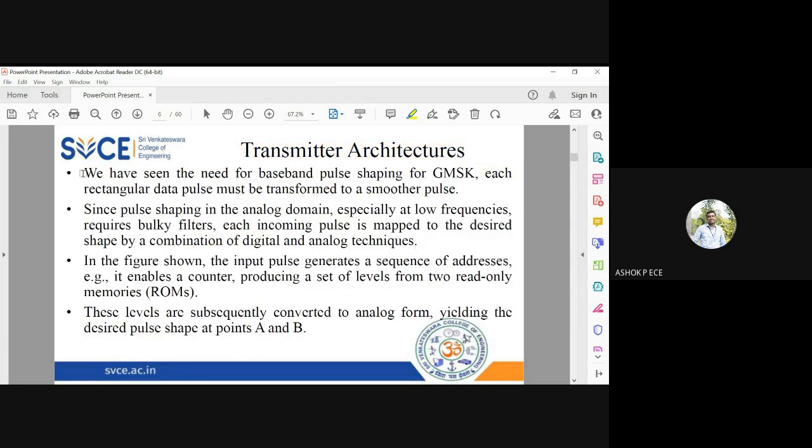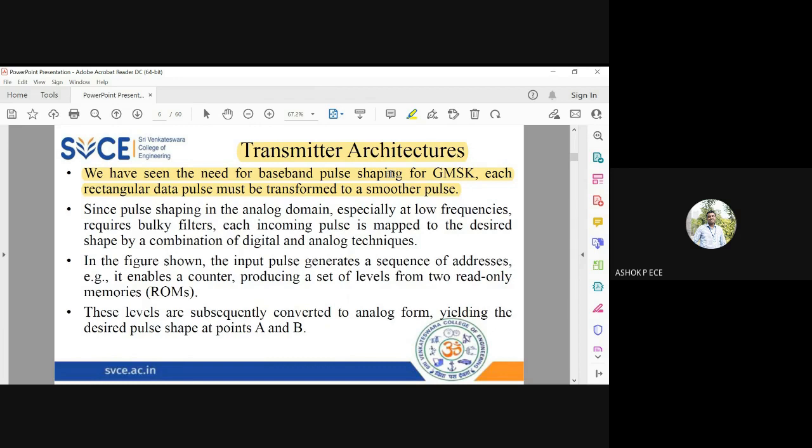So we have seen that for pulse shaping, each rectangular pulse must be transformed into a smooth pulse. You cannot send a rectangular pulse as it is. It has to be transmitted in the form of a Gaussian pulse. So pulse shaping also plays a very important role in transmitter architecture.